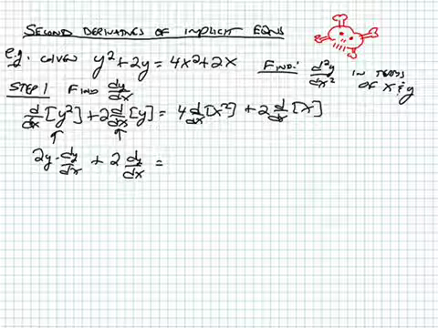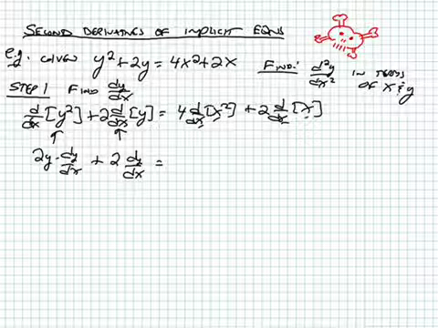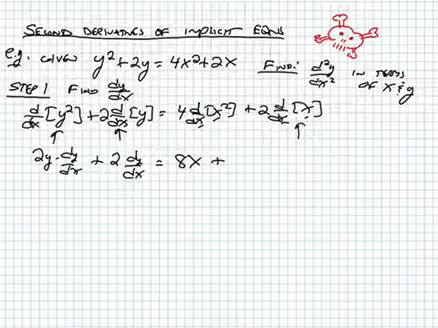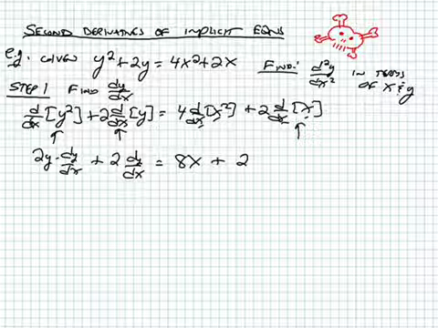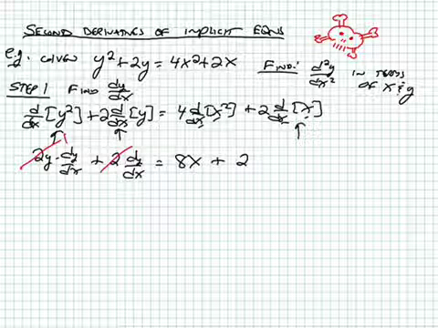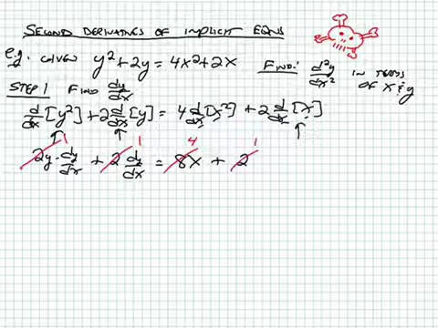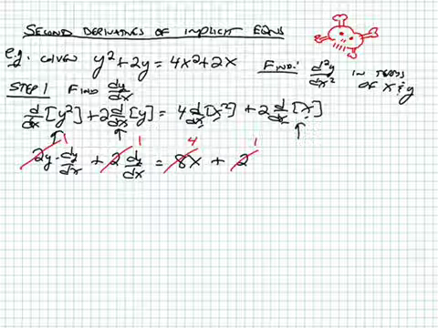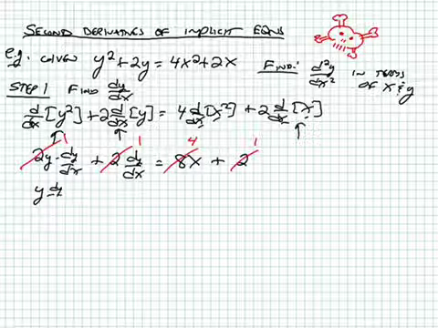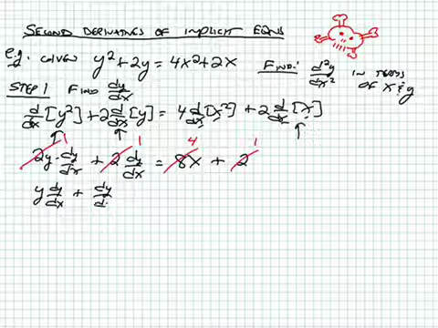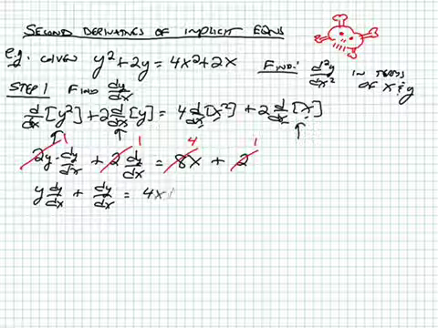And then on the right hand side, same. The derivative of x squared is 2x, so 2x times 4 is 8x, plus the derivative of x is just 1, so 1 times 2 is 2. Okay, so let's see what we can do here. First thing I'm going to do is divide the whole equation by 2. So this one becomes 1, 2 goes into 8 4 times, and 2 goes into 2, 1. So I'm going to rewrite this. I've got y times dy dx plus 1 times dy dx, that's just dy dx, is equal to 4x plus 1.